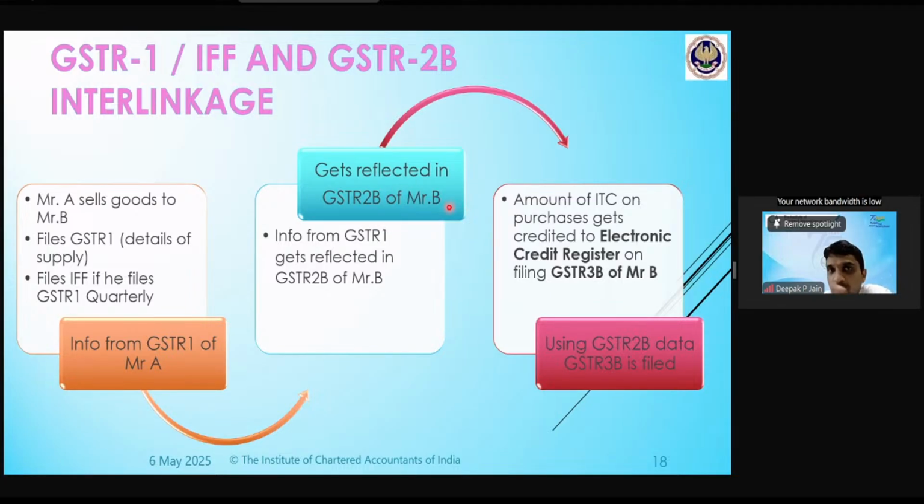जैसे आपने फॉर्म 26AS देखा होगा, जब मैं TDS रेमिट करता हूं और आपका PAN नंबर डालता हूं, आपके 26AS में वो क्रेडिट मिलता है. Similar to that, when the supplier files the GSTR1, it will reflect in GSTR2B of Mr. B, and basis the information in GSTR1, it gets reflected in GSTR2B of Mr. B, and then the amount of ITC on purchase gets credited to his electronic credit ledger on filing 3B. So ये है linkage of GSTR1, GSTR2B and GSTR3B.